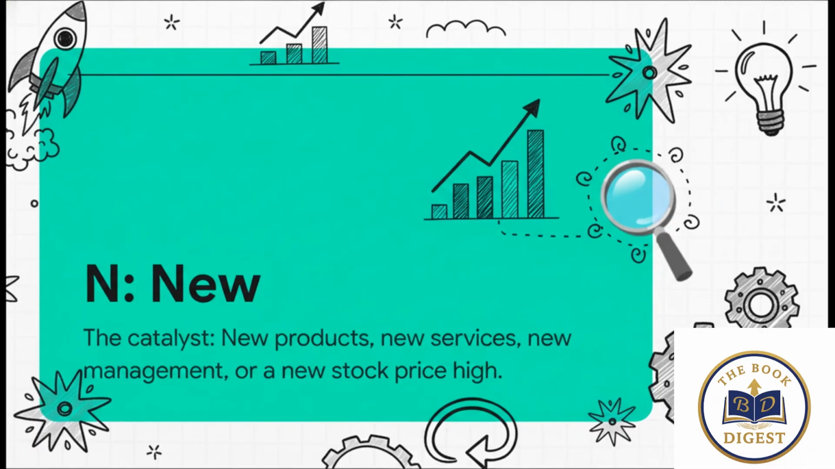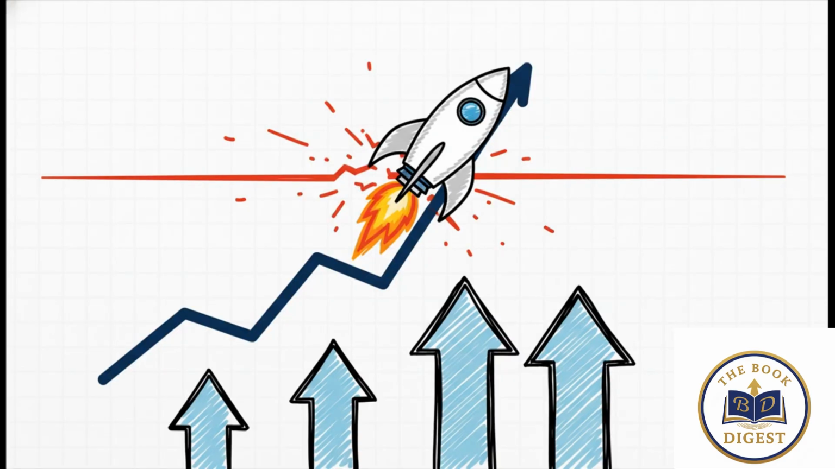And the final letter in CAN is N, which stands for new. Think of this as the catalyst, the spark that lights the fire. Great performance rarely just happens. It's almost always driven by something new. These huge, explosive stock moves are almost always tied to something new. A game-changing product, new management shaking things up, or a new all-time high in the stock price.